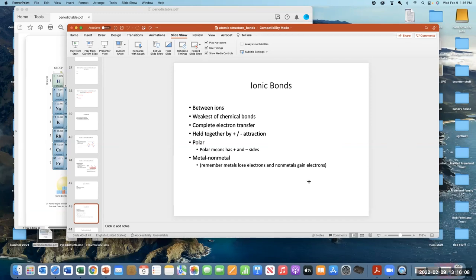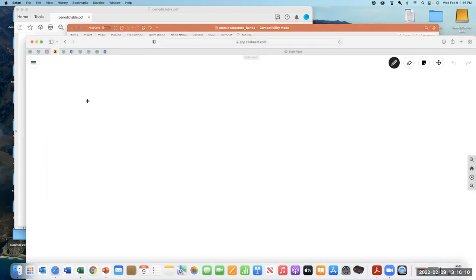There it is. So if I take something like, let's say, a sodium ion, sodium and chlorine, right? Sodium wants to lose an electron, like that, and it becomes a sodium ion. And if you look at your periodic table, it wants to lose one electron. Chlorine wants to gain an electron, becomes Cl minus. And so there's your complete electron transfer. Sodium literally loses an electron to chlorine.